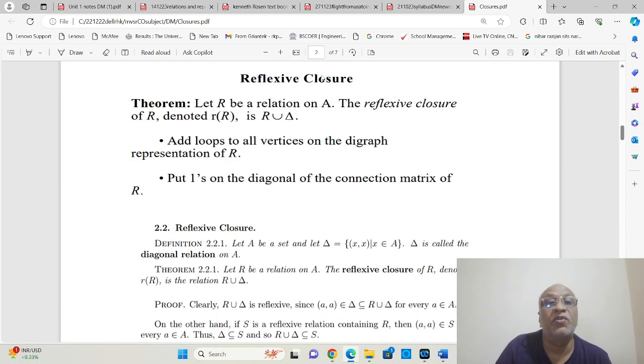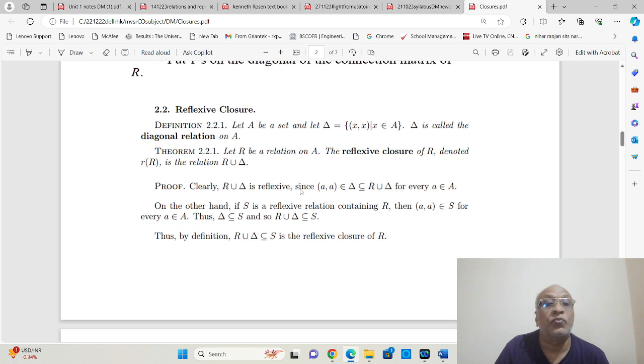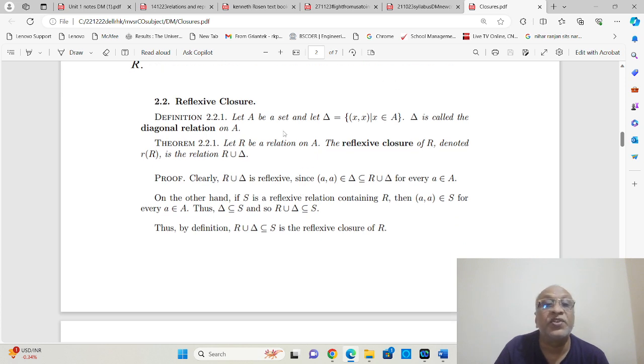So what is it saying for reflexive closure, what needs to be done? Add loops to all vertices on the digraph representation of R. The reflexive closure is denoted by r(R), which is R union delta. There is one more definition here, reflexive closure. This delta is called a diagonal relation on A.